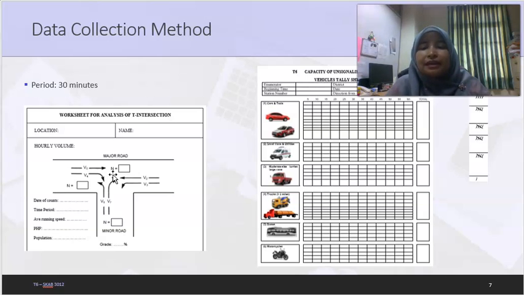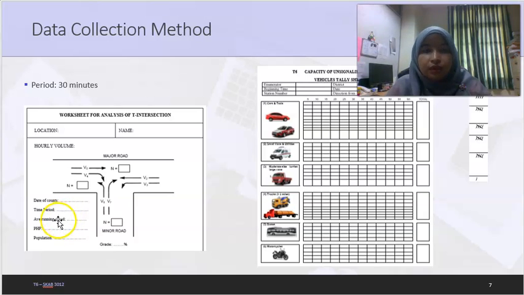For the major road, the number of lanes is based on direction, meaning that for this direction, how many lanes? And for this direction, how many lanes? To obtain the number of lanes, it must be based on observation at the site. The number of lanes for the minor road is a combination of 2 directions, meaning you need to measure from here to here. Then you need to fill in the date of count, the time period, from 8 to 10 for example, or 8:30 to 9:30, and then the average running speed.